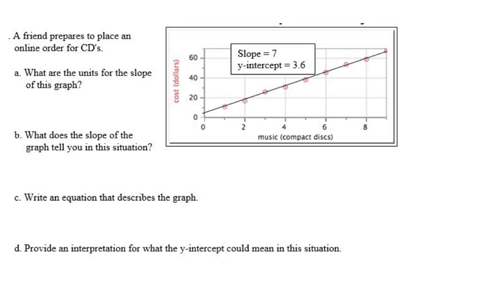All right, next we need to look at how to interpret a graph. So here we already have a graph, and it is the cost in dollars versus the music or compact disc, okay? So here's some questions about our graph. Units for the slope. Well, when we calculate a slope, we use rise over run. Well, rise means the change in y over the change in x, okay? So in other words, how much does the y increase as the x increases, okay? That is your rise over your run, okay?